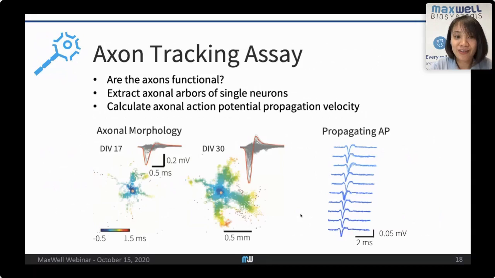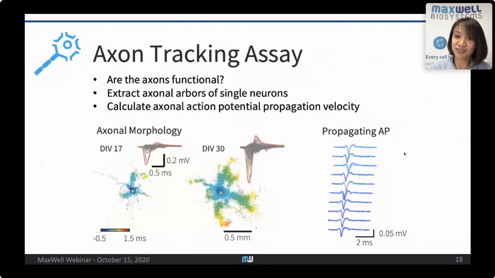And then we have the axon tracking assay. Here we can ask, are the axons functional? We can extract the axonal arbors of single neurons and also calculate the conduction velocity of each of the axons. We can also follow the same cell across multiple days. Here is an example from day 17 to day 30. And this is how we can track the action potential propagation for one branch of a cell.